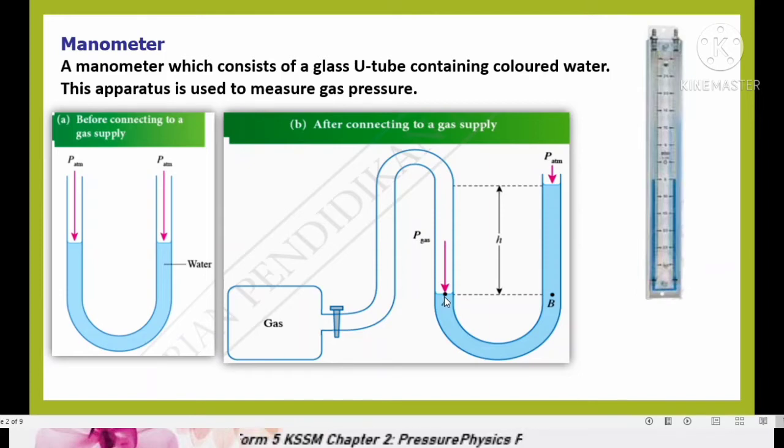How can we determine pressure at point A? We use the concept of pressure in liquids. For the same level of liquid in the same liquid, A and B will have the same pressure. So meaning pressure at A equals pressure at B. Or we can say the pressure of the gas actually equals the pressure at B. What is the pressure at B?